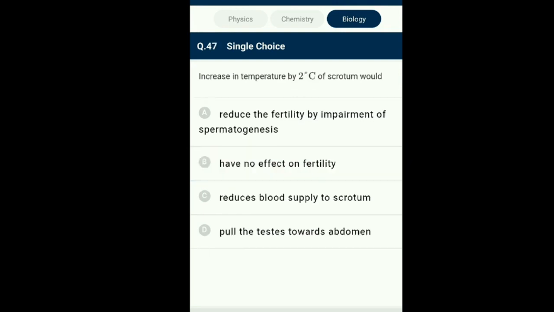Question number 47. Increase in temperature by 2 degrees Celsius of scrotum would. Spermatogenesis is the process of producing male gametes or sperm, which will then participate in the fertilization process. This process requires low body temperature, and hence the testis is placed in the scrotal sac outside the lower abdomen. If the temperature of the scrotum rises, it will denature the enzyme required for the spermatogenesis process and reduce fertility as new sperm are not produced. So the answer is option A, reduce the fertility by impairment of spermatogenesis.